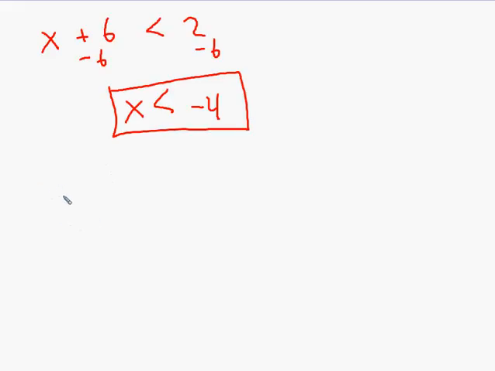Okay. What if I had 5x is greater than or equal to 20? You divide by 5. And x is greater than or equal to 4.